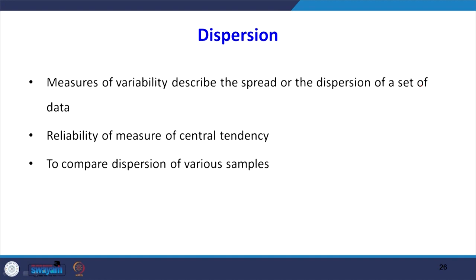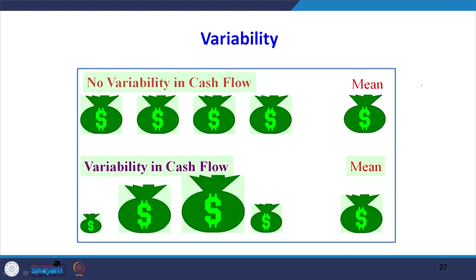That is why whenever you plot the data, you not only show the central tendency, you also have to show the dispersion, because the reliability of the mean is explained by dispersion. Look at this data. The first row says no variability in cash flow, the mean is the same. The second one says variability in cash flow, there is a lot of variability in the second one, but the mean is the same. If you look at only the mean, it will look the same.